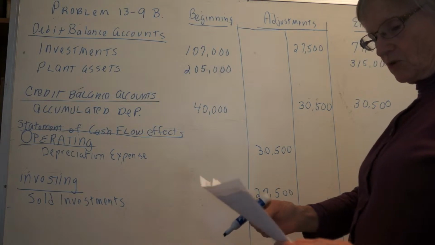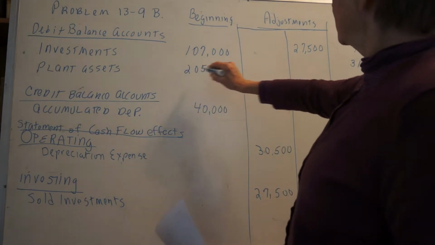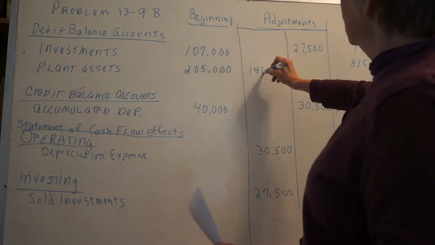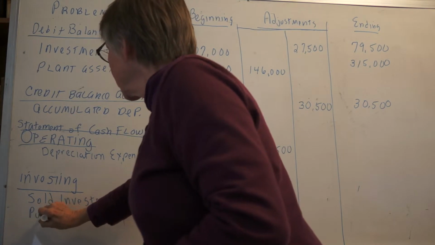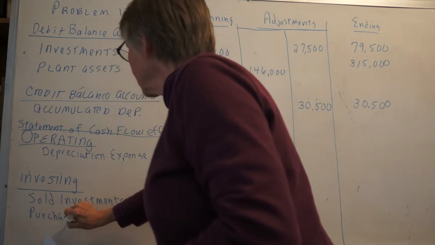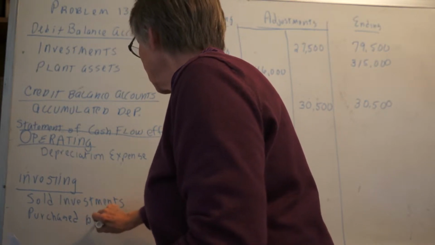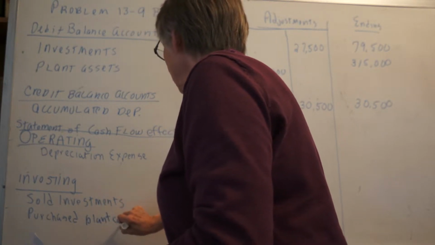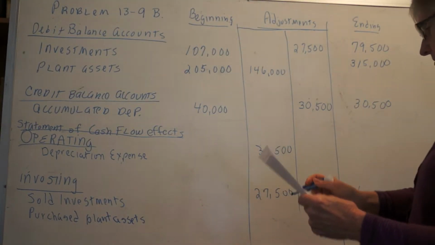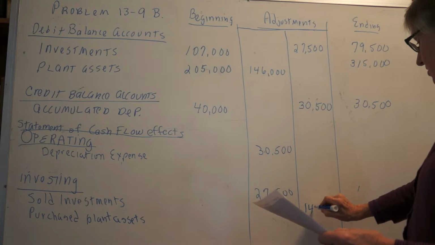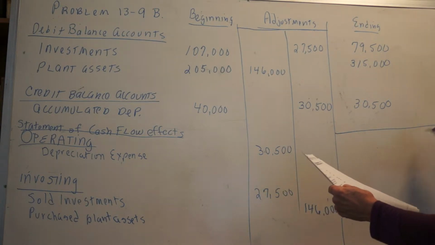Now it says additional equipment was purchased for $146. Okay, plant assets, $146, we bought some. And then we go down and say we purchased plant assets. What are they calling it? We'll just call it plant assets. I use plant assets and equipment interchangeably sometimes. Okay, so that's 146.